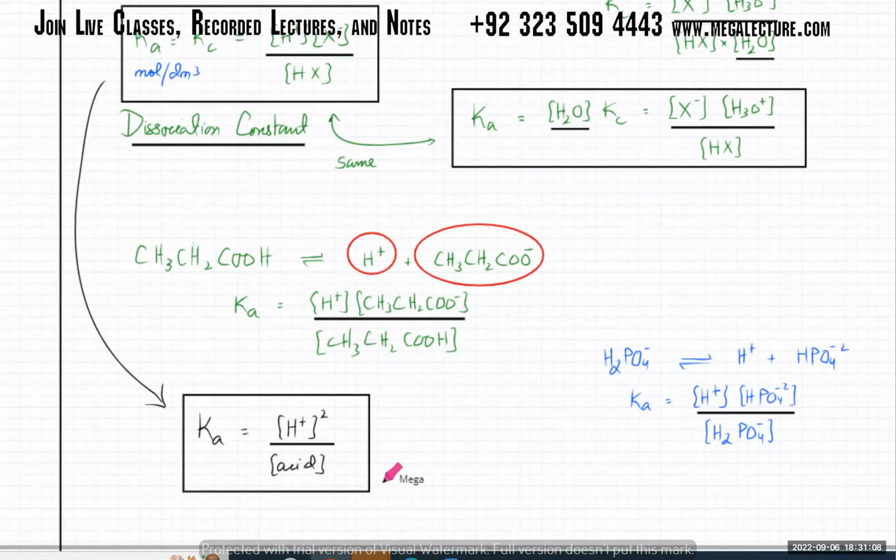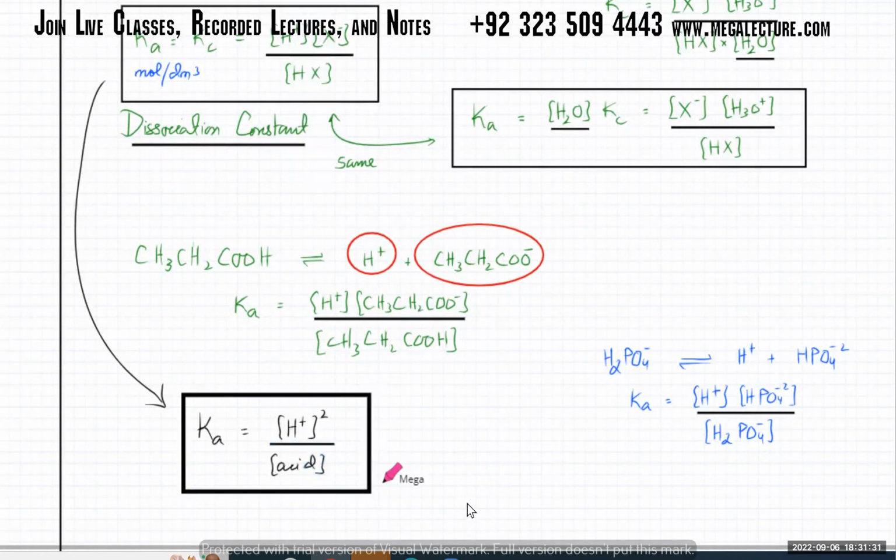You'll be using this expression more than the earlier one for a weak acid, and that's your more important expression. This is the one that's going to be used.